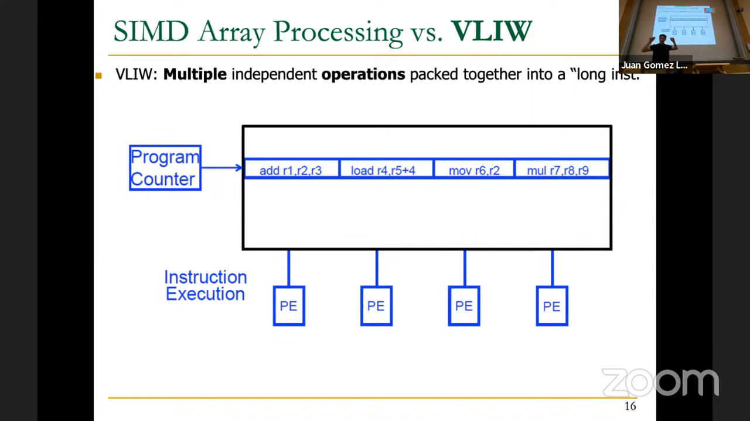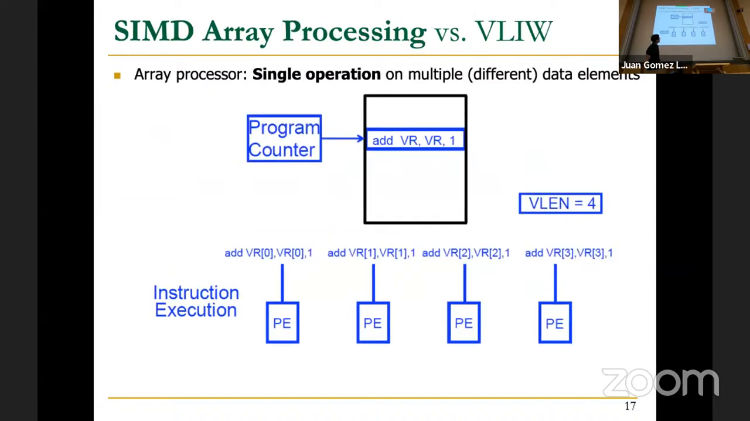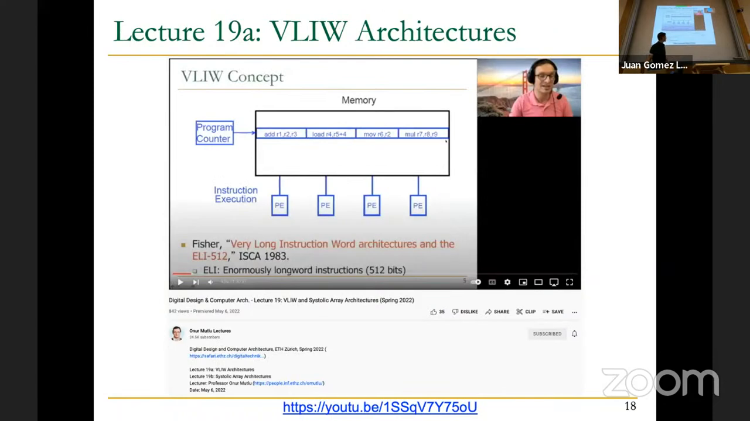This way it creates a very long instruction that can be issued at the same time, and all operations can start their execution on whatever processing elements we have in our processor. In SIMD processing, essentially one single instruction gets issued to the different processing elements, and each processing element, as you see in the slide, operates on different values, right? VR0, VR1, VR2, and so on. If you want to recap on very long instruction word architectures, go to lecture 19A.